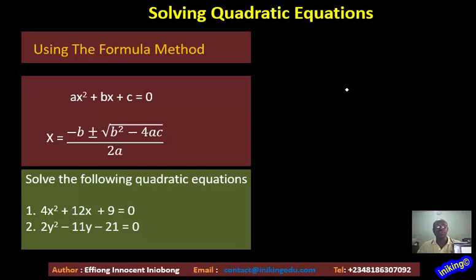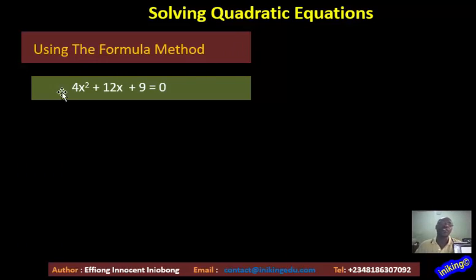On the screen here we have two questions. We're told to solve the following quadratic equations. 1, 4x squared plus 12x plus 9 is equal to 0. And number 2, 2y squared minus 11y minus 21 is equal to 0. These two questions we treated earlier, in the last video clip if I can remember precisely, using the factorization method. Let's now use the formula method to see if we're going to obtain the same solution.